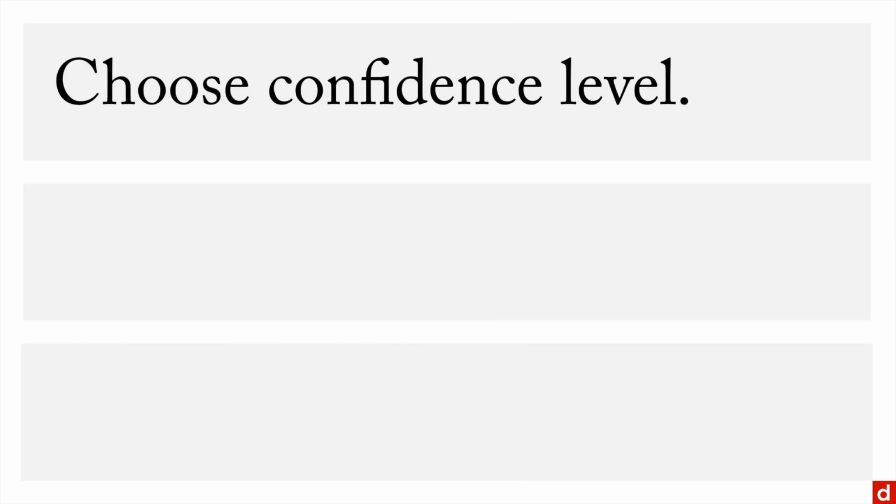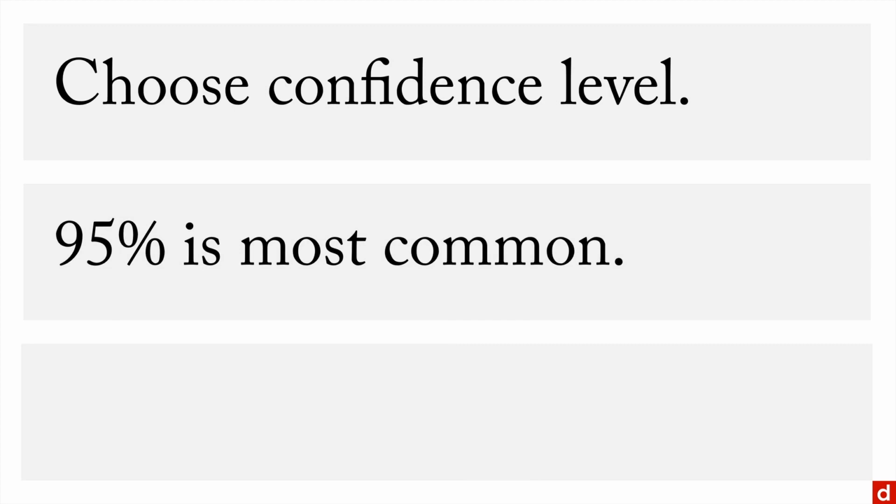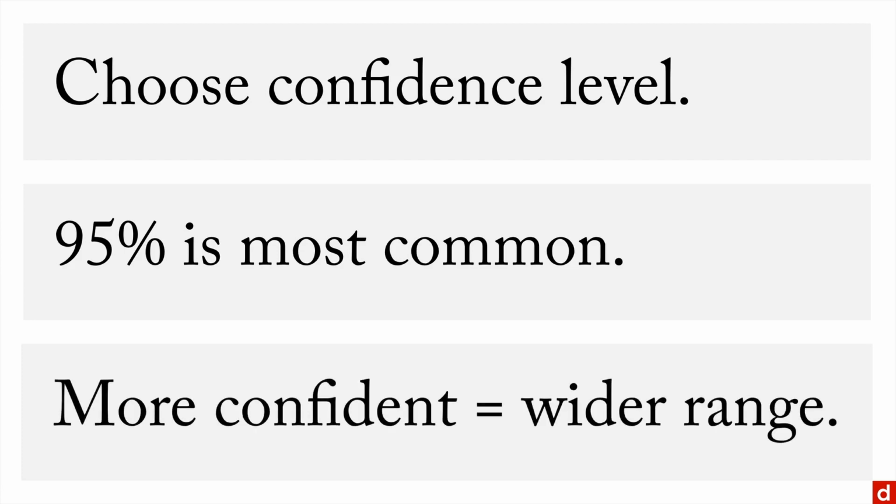First, you need to choose a confidence interval. Anywhere from, say, well, you can't have 0. It has to be more than 0. And it can't be 100%. Choose something in between. 95% is the most common. And what it does is it gives you a range of numbers, a high and a low. And the higher your level of confidence, the more confident you want to be, the wider the range is going to be between your high and your low estimates.